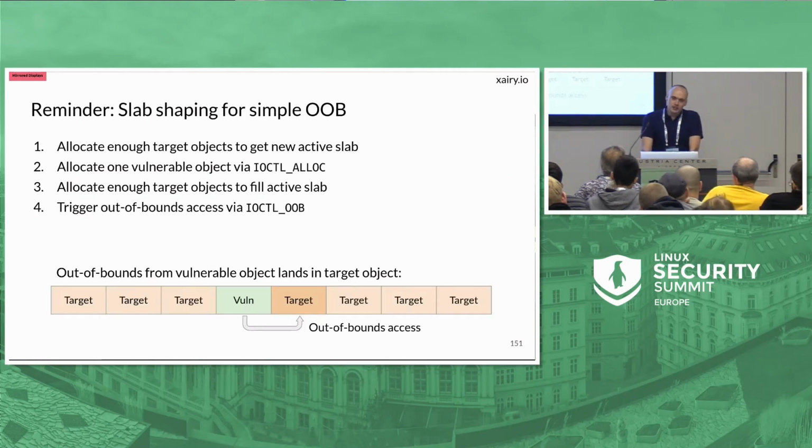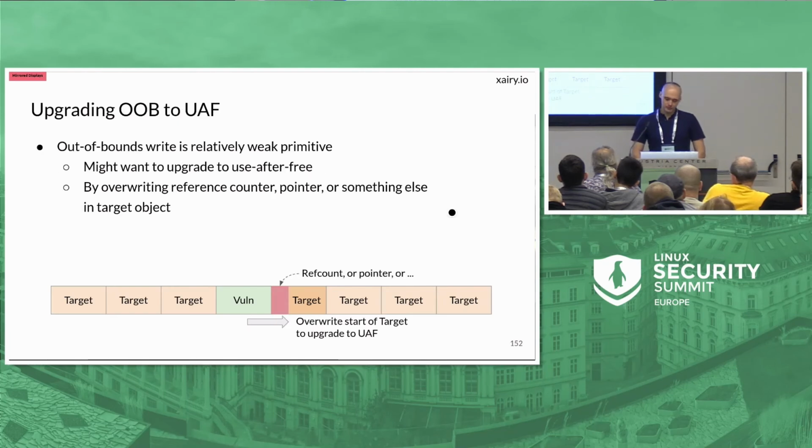But first, let me explain what I meant by upgrading out of bounds to use after free. It's also one of the tricks that you can use with SLUB exploits, and let's see how that works. Remember how we shaped memory for simple out of bounds: we allocated many target objects to get a new active SLUB, allocated the vulnerable object, filled the active SLUB with target objects, and then triggered out of bounds to overwrite a target. It might be that you don't want to use that out of bounds bug to directly get control of the kernel, to exploit the kernel only with that particular primitive, because out of bounds primitives are sometimes powerful, but sometimes they can be fairly weak.